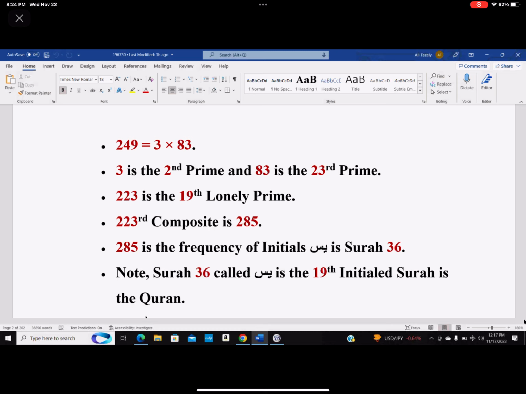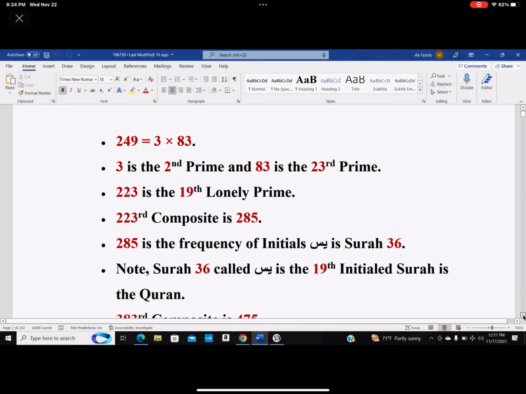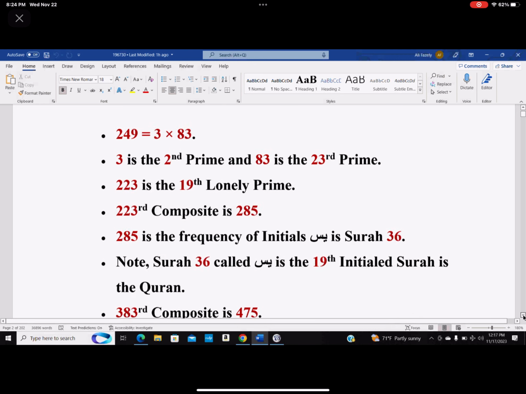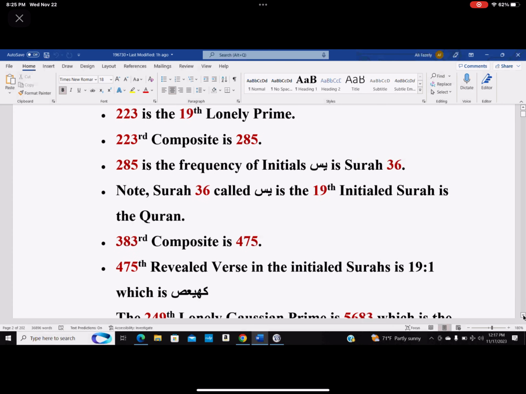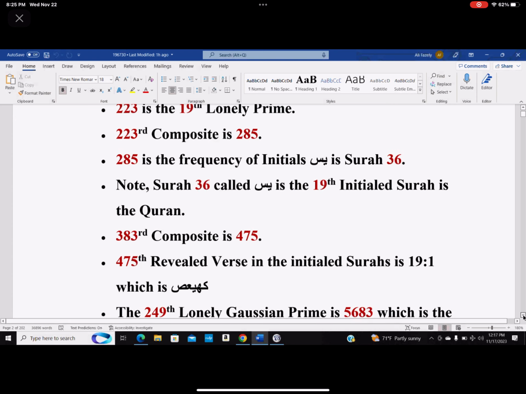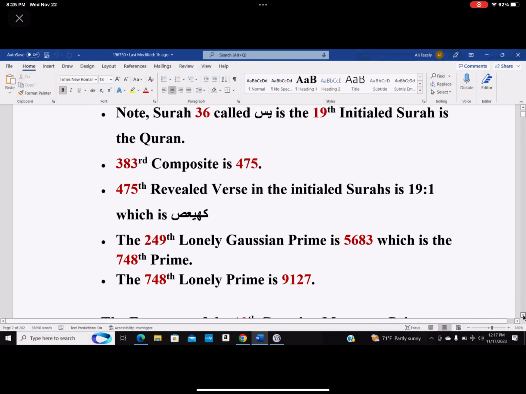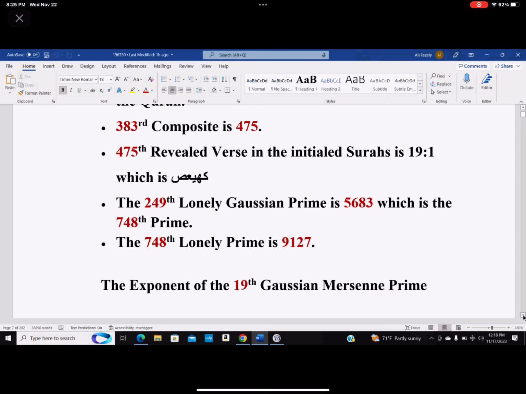The 223rd composite happens to be 285. 285 is the frequency of initial Yasin in Surah 36. Note that Surah 36, called Yasin, is the 19th initial surah in the Quran. Now, the 383rd composite happens to be 479, but the 475th revealed verse in the initial surahs is 19:1, which is Kaf Ha Ya Ain Sad. Okay, you can check that for yourself. And now, the 249th lonely Gaussian prime is 5683, which happens to be the 748th prime. The 748th lonely prime is 9127.